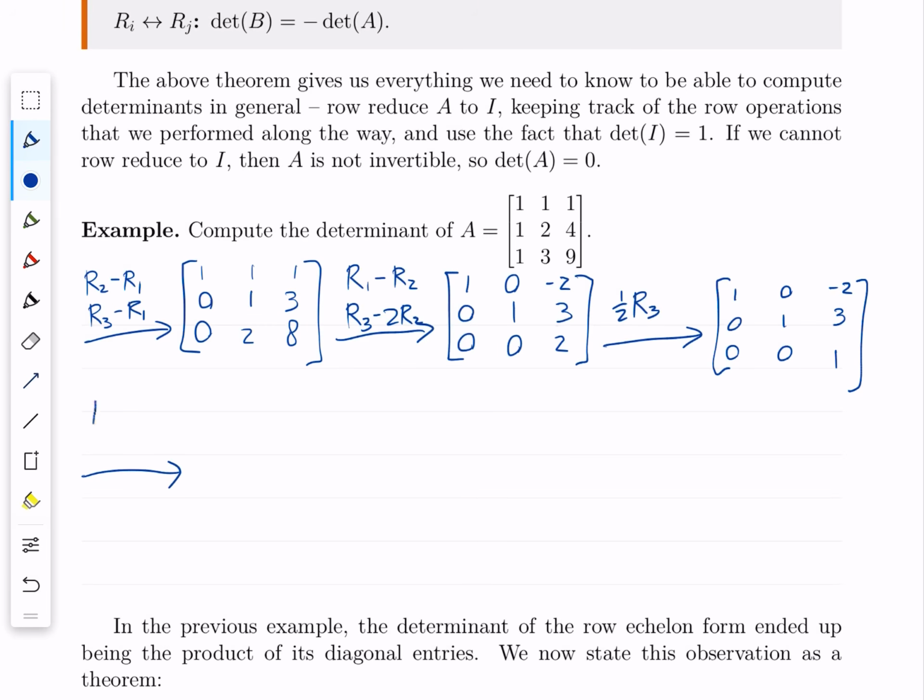I'm going to do row 1 plus 2 row 3. That'll get me a 0 in the top right corner. All right, and then row 2 minus 3 row 3. And that'll get me a 0 in the middle right. And after I do this, I'm just going to be the identity matrix now. All right, there we go. So great. Okay, so we've gotten all the way down to the identity matrix now.